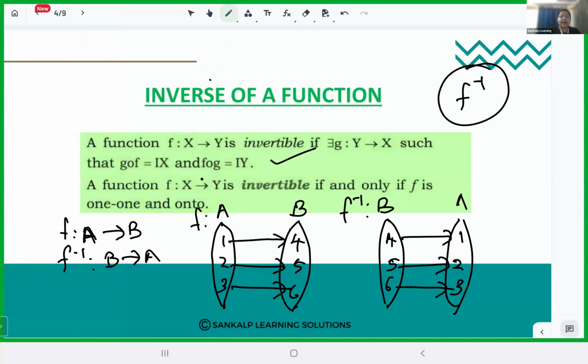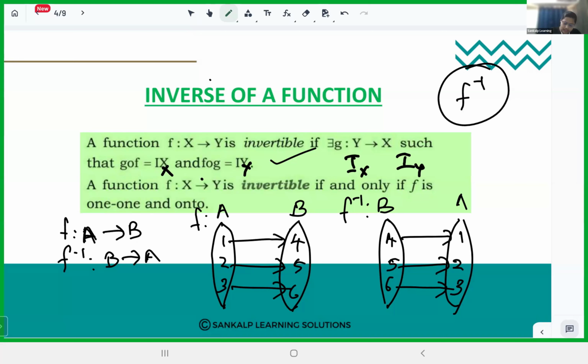That is, a function f from X to Y is invertible if there exists a function g from Y to X such that g composition f is equal to I_X. Okay, that is I suffix X and this is I suffix Y. f composition g should be equal to I_Y. What is this I_X and I_Y?